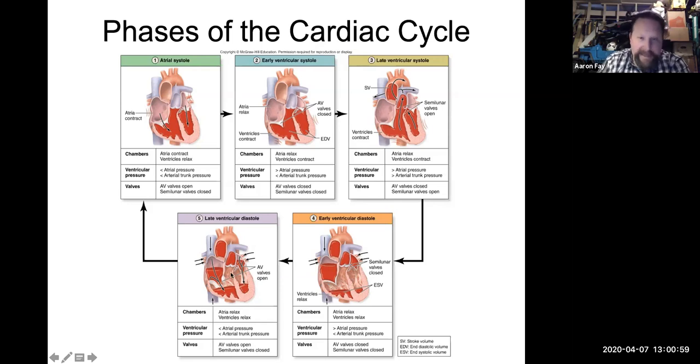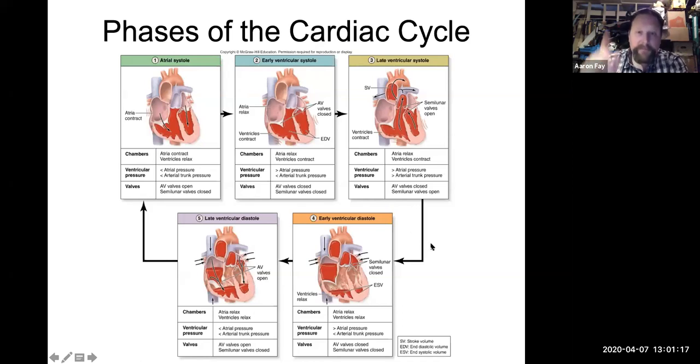Then finally, in late ventricular diastole, we have complete relaxation of the ventricular wall. Now the pressure in the ventricle drops below the pressure in the atria and the AV valves open. Semilunar valves remain closed and we're ready to start the whole process over again.